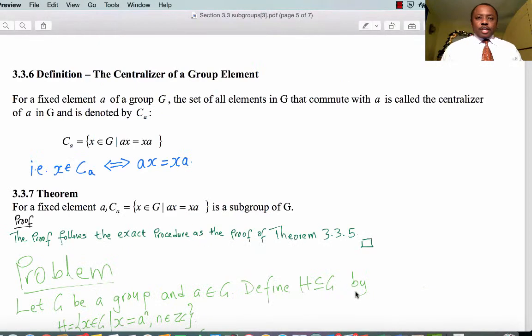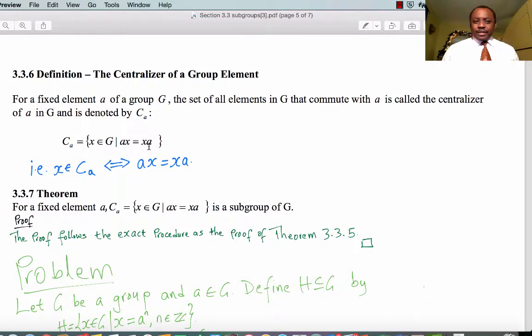Very interesting. Subsection 3.3.6, definition. This is the second special subgroup we would like to define. It is known as the centralizer of a group element. For a fixed element A of a group G, the set of all elements in G that commute with A is called the centralizer of A in G and is denoted by CA. So CA is the set of all elements in G such that A times X equals X times A.